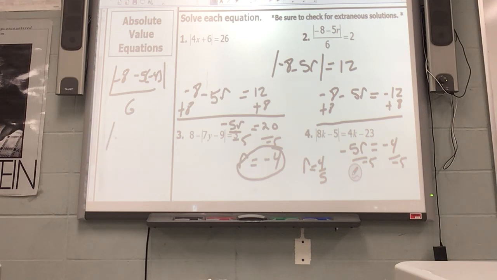Write down my 4/5. Okay, 4/5 times 5 is 4. Negative 8 minus 4 is -12. Absolute value of -12 is 12, divided by 6 is 2, so they did both work.